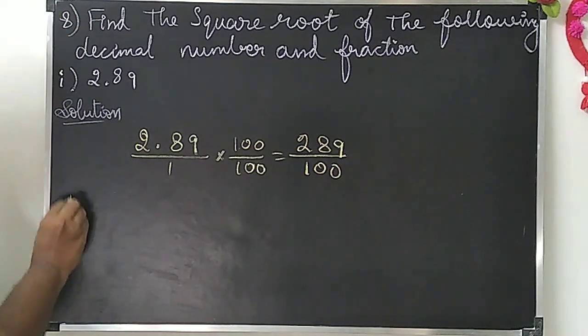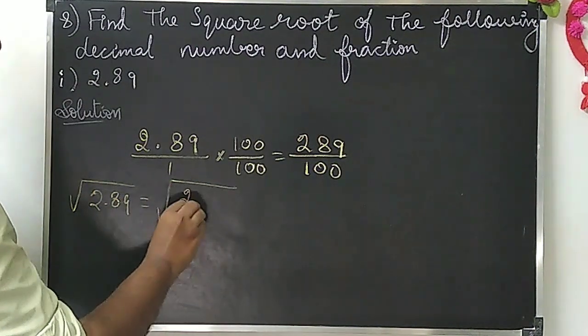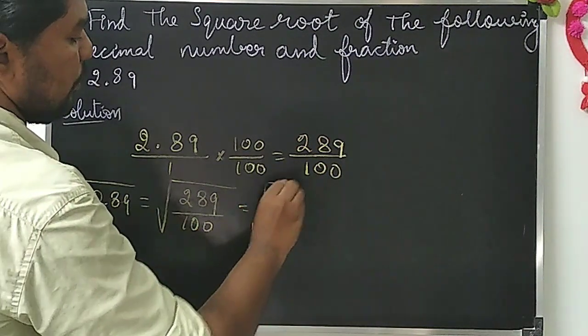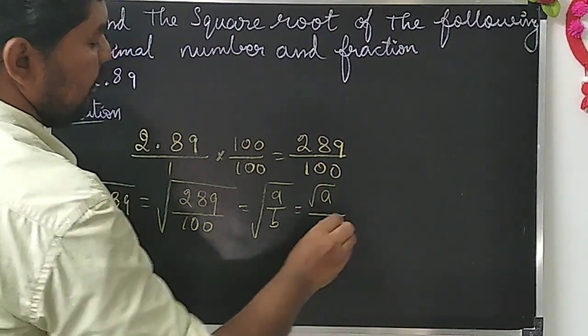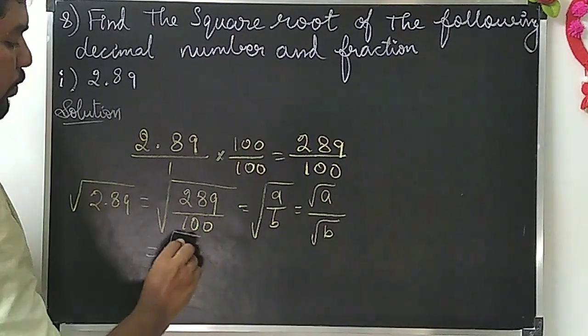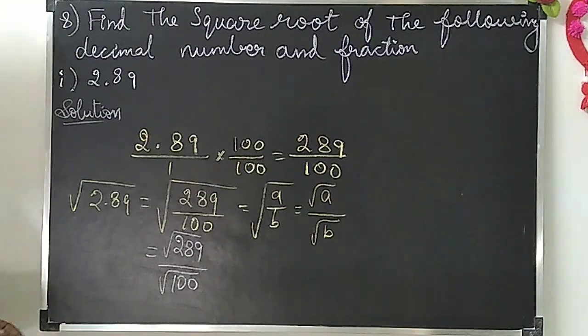So square root of 2.89 is equal to square root of 289 divided by 100. Using the formula square root of a by b is equal to square root of a divided by square root of b, the sum will change to square root of 289 divided by square root of 100. Next we want to find the square root of 289 using any method, prime factorization or long division. I take the long division method because it is very easy.